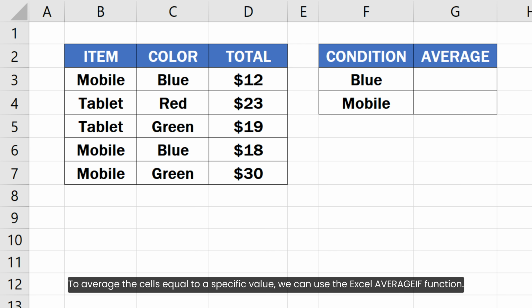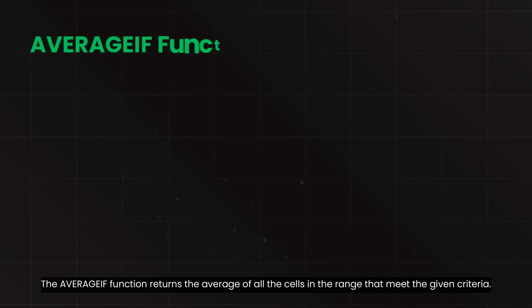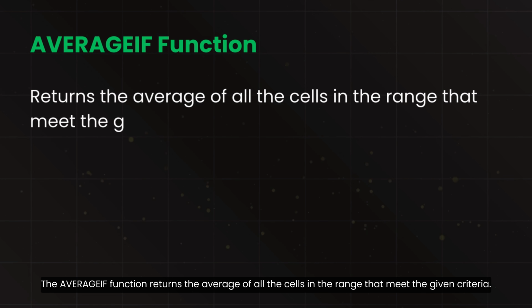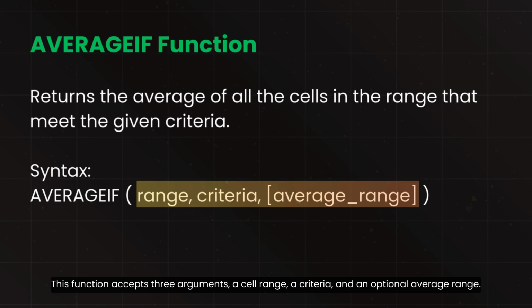To average the cells equal to a specific value, we can use the Excel AVERAGEIF function. The AVERAGEIF function returns the average of all the cells in the range that meet the given criteria. This function accepts three arguments: a cell range, a criteria, and an optional average range.